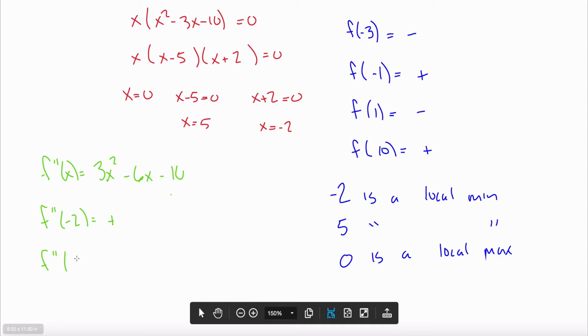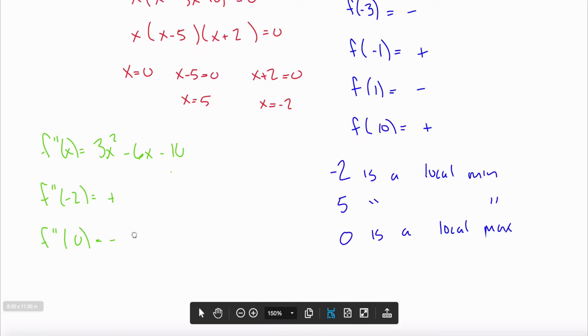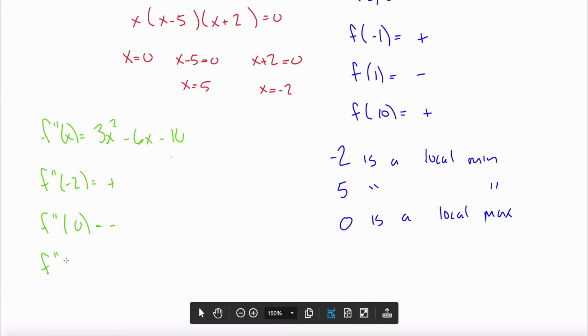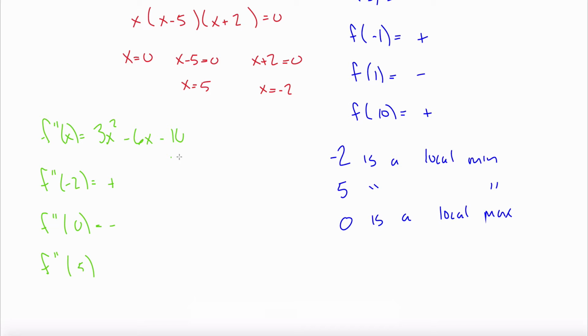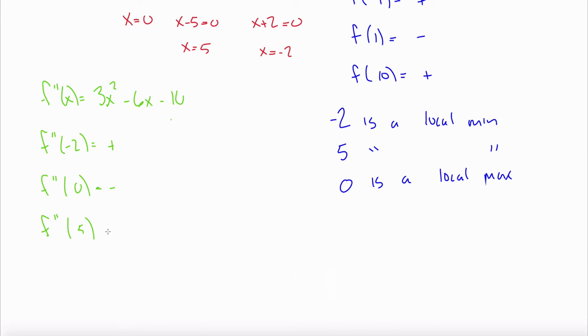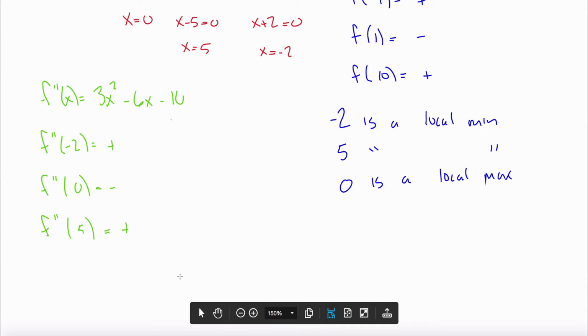Similarly, f double prime of 0, my next critical value, will change all the x's into 0. 0 minus 10 gives me a negative. And f double prime of 5: 5 squared is 25 times 3 is 75, which is enough positive that I won't get negative by subtracting 30 and 10 more. It's a weird way to say that. My point is that f double prime of 5 is a positive number as well. f double prime of negative 2 is a positive number.